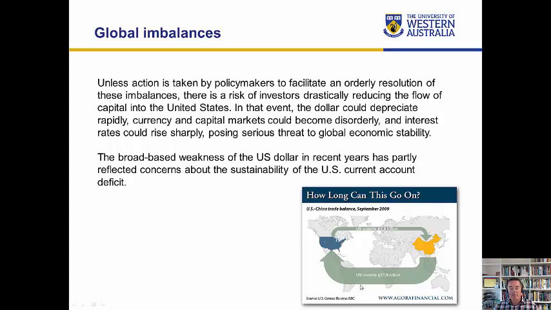The US is importing large amounts of goods and services from China, but the exports are small compared to the imports. So if we look at this situation, then America is running a current account deficit with China, and China is running a current account surplus. Now, what's the problem associated with this?